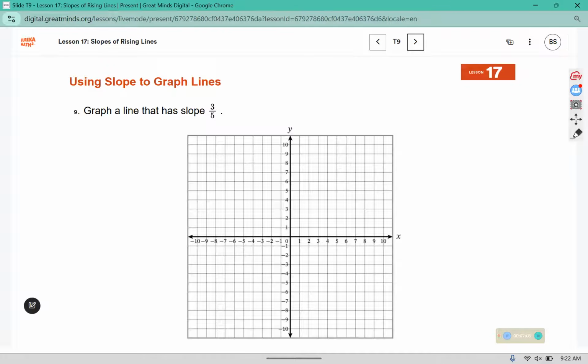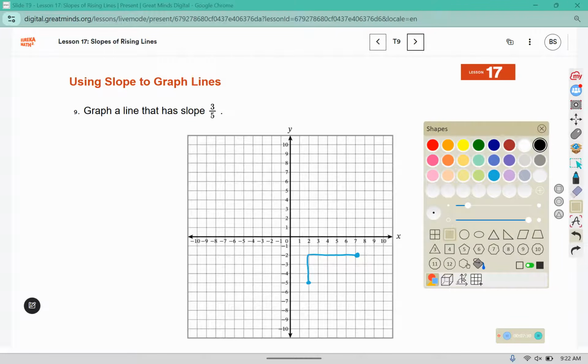Graph a line that has a slope of 3/5. So you can place a point anywhere on the graph. And then to create a slope that is 3/5, we're going to go up 3 and over 5 and put another point. And then to create the line, we're just going to connect those 2 points using a straight edge, like a ruler.